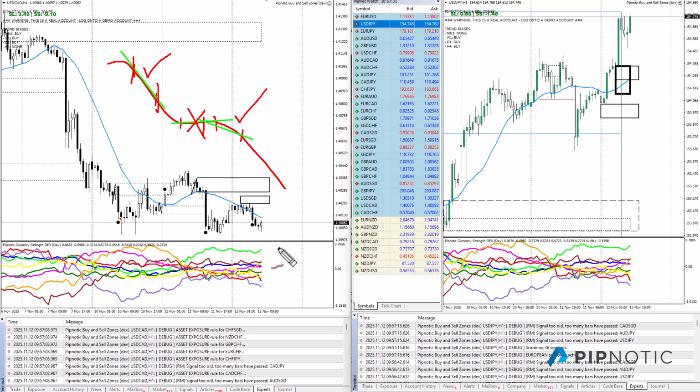Sounds like one of the algos just opened a trade. Yeah, the algo's busy opening trades.